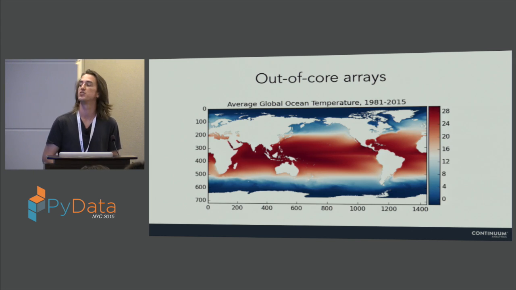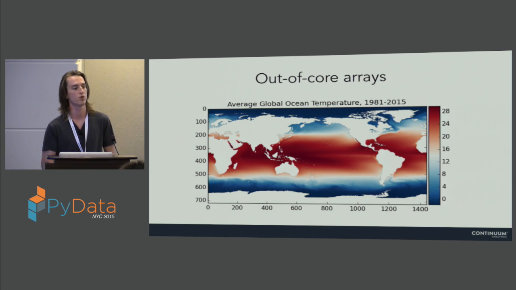So here's the plot. This is all of the data from 1981 to 2015. It's about 51 gigabytes. This was all processed on my laptop, which does not have nearly that much RAM. Yeah, just using Dask.